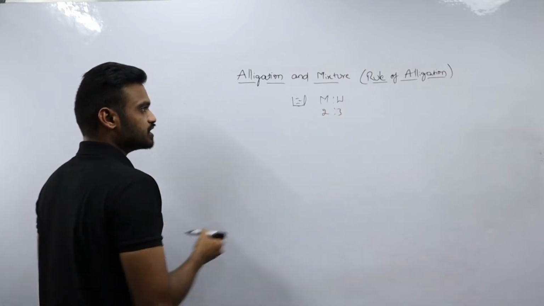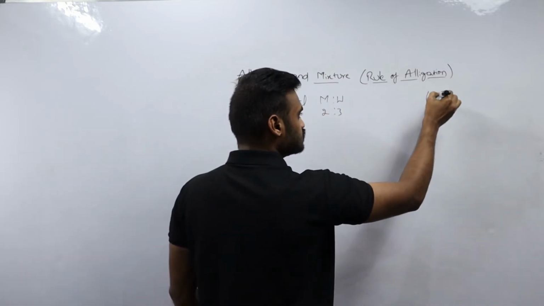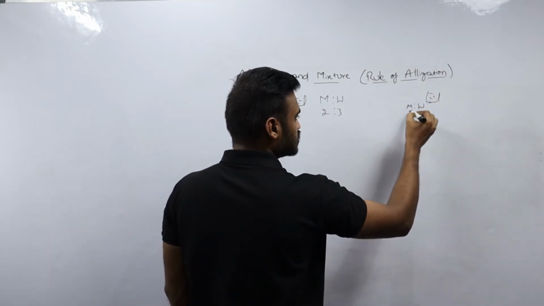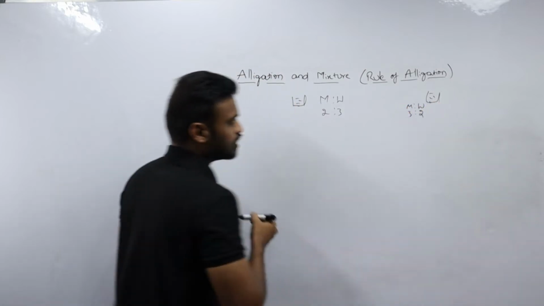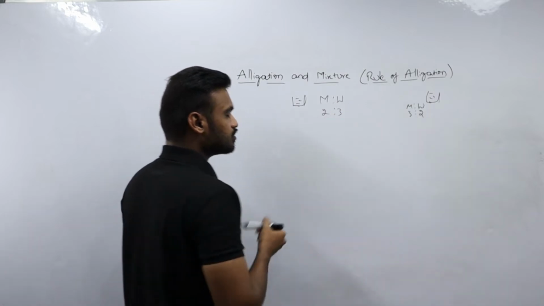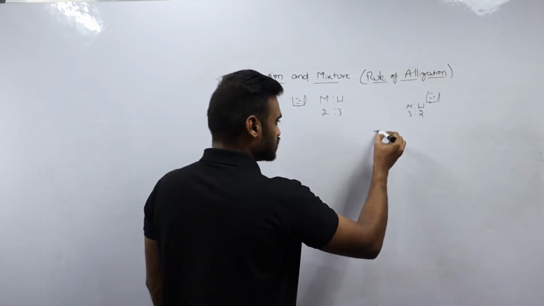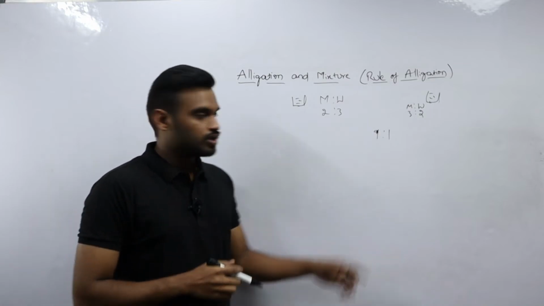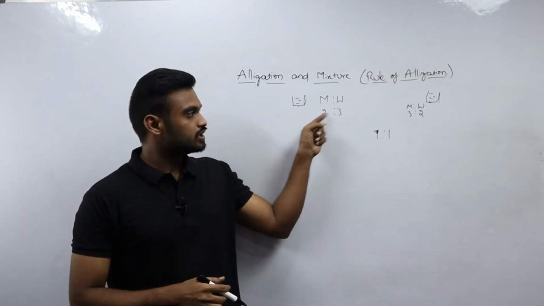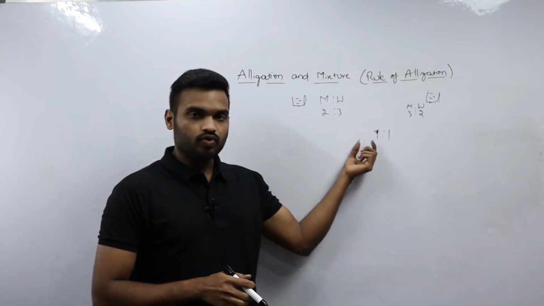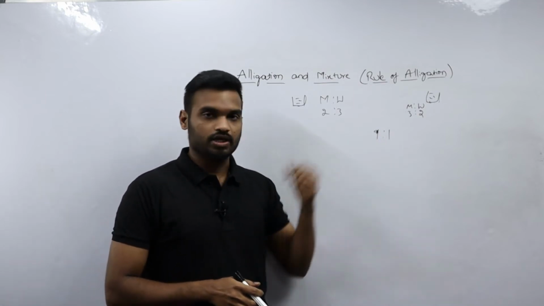Now suppose we consider another vessel here, in which the ratio of milk and water is 3:2. Now they are asking in what ratio these two quantities need to be mixed together such that the resultant quantity is in the ratio of 1:1. See here, in what ratio should these two quantities be mixed such that the resultant quantity is in the ratio of 1:1.